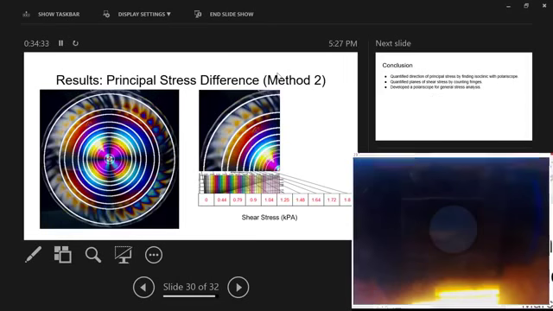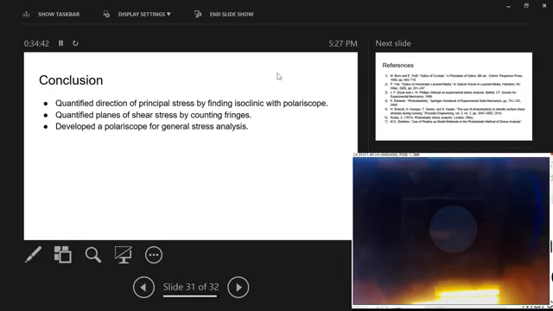Okay, let me move it along. So the point is, we measured the stress of each of these fringes, and we got numbers, which I thought was kind of interesting. So in conclusion, Luke, do you want to handle the conclusions?